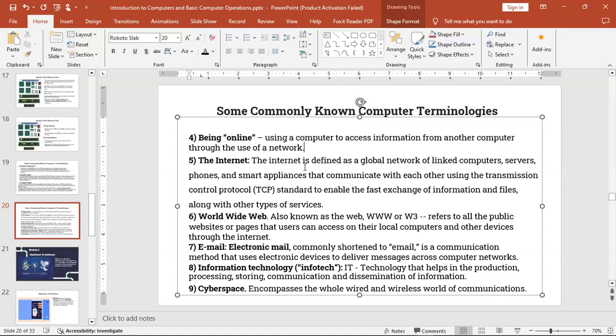Now, the next terminology is the World Wide Web. And many people tend to confuse the internet and the World Wide Web. You must know the differences between the internet and the World Wide Web, that is WWW.